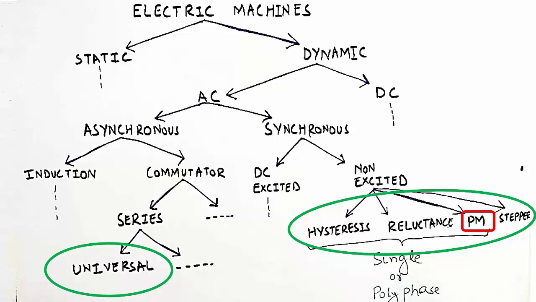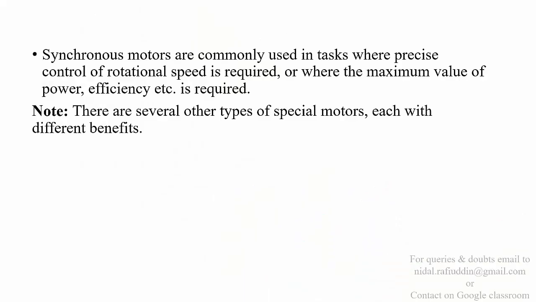Moreover, there are stepper motors designed to operate on DC supply. So such motors come under the classification of DC machines and not AC. Asynchronous motors are commonly used in tasks where precise control of rotational speed is required, or where the maximum value of power, efficiency, etc. is required. One thing to note is there are several other types of special motors, each with different benefits, and so they are not part of the syllabus of this subject, and hence will not be discussed.